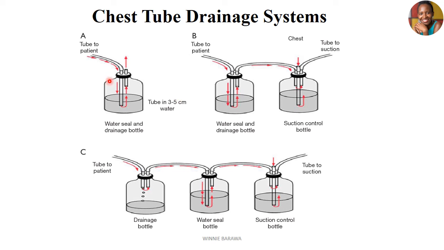So here are the various displays of the bottle system. We talked about the single, the two bottle water system, and the three bottle water system. So the single bottle water system, we said it has the drainage bottle, which is having water, and the content will be flowing into this bottle. But the two bottle drainage system has two components where we have the drainage bottle and the water seal bottle. And then we have the three bottle water seal system where we have the drainage, the water seal bottle, and the suctioning bottle. So that's how these systems are set.